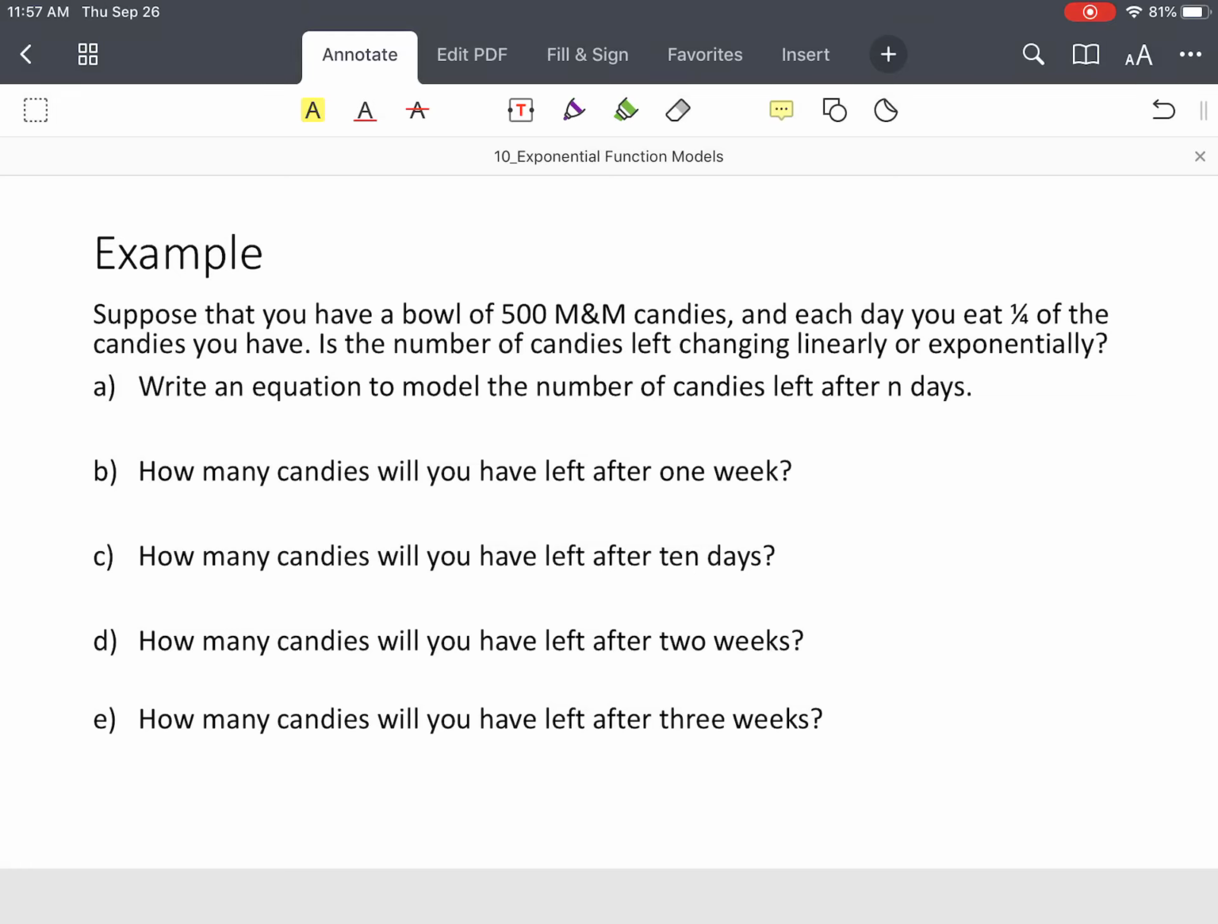Now we're going to look at a situation where there's exponential decay. Suppose you have a bowl of 500 M&Ms, and each day you ate a quarter of the candies that you had. Is the number of candies left changing linearly or exponentially? Remember, linear means you're dropping at a constant rate. This is saying that we're dropping by so much every single day. So this is exponential.